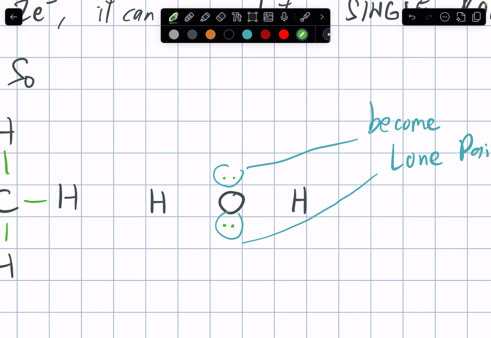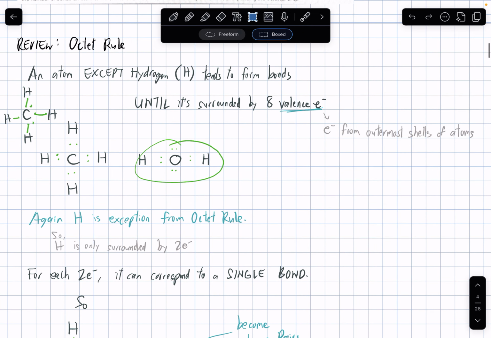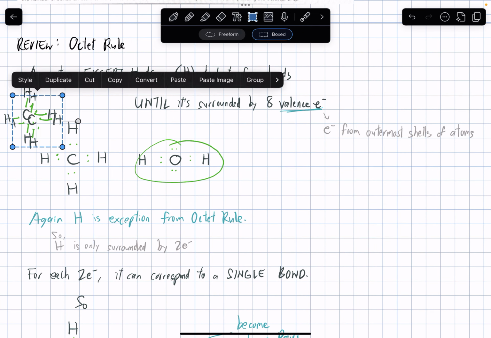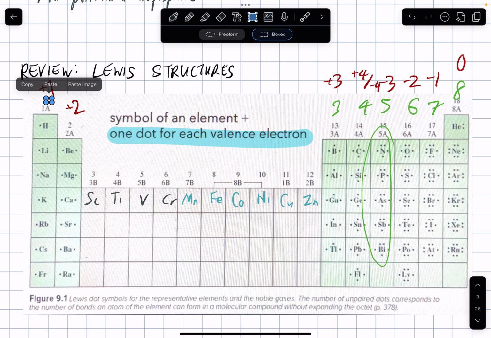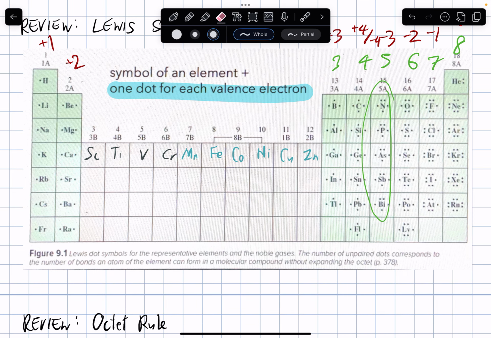Again, oxygen has 6 valence electrons. Hydrogen has 1. So 1 each. They form a single bond. And yeah, that's it. The ones that don't connect with the hydrogens, they become lone pairs. Okay. So again, hydrogen is an exemption from the octet rule. But even so, the valence electron count or capacity of hydrogen is just 1.